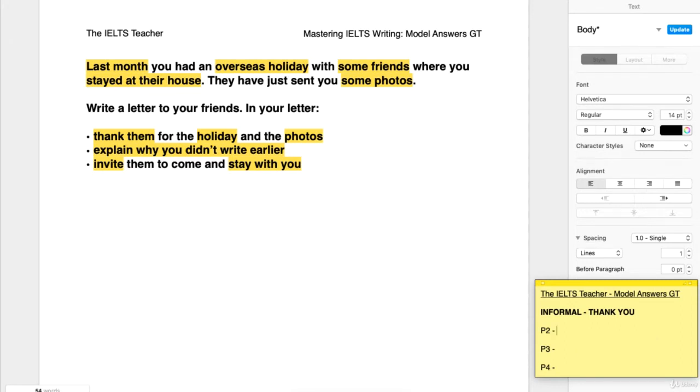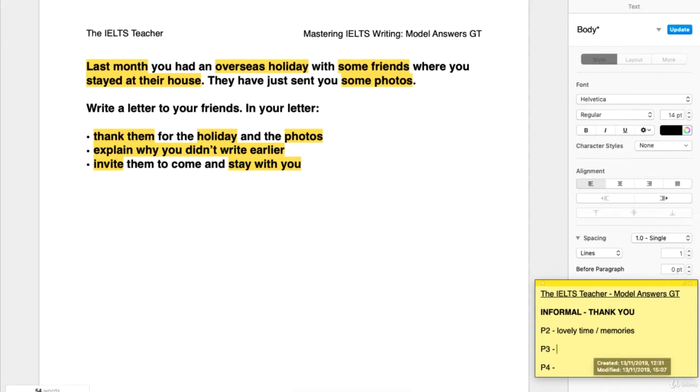So we're thanking them for the holiday and the photos. What details can we add here? Well, we of course just want to say thank you. So what else can we add? We can just talk about, let's think about just some vocabulary, let's say a lovely time. Very informal there, we had a lovely time. And we'll talk about maybe memories that have been preserved from the photos. So lovely time in the holiday and memories from the photos. We're referring to each of those important parts of the bullet point.